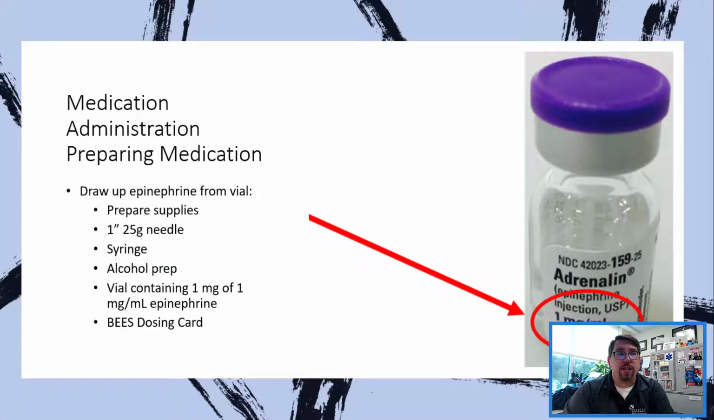When it comes to medication administration, we must first prepare the medication. This includes drawing up the epinephrine from a vial into a syringe. We need to make sure first that we have our prepared supplies. This includes a 1-inch 25-gauge needle, a 1 milliliter syringe, our alcohol prep pad, a vial containing 1 milligram per milliliter of epinephrine, and we should also be referencing our dosing cards.